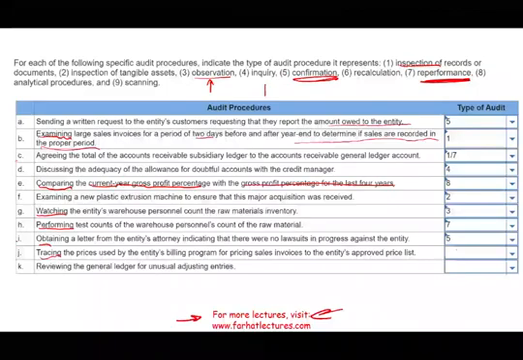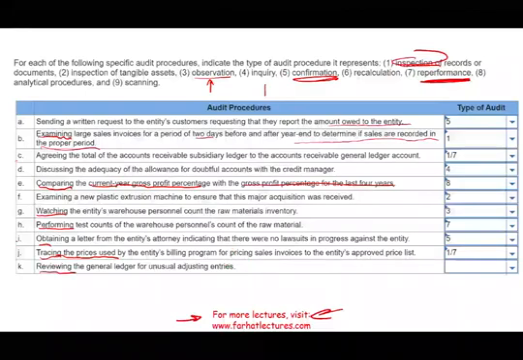Tracing the prices used by the entity's billing program for pricing sales invoices to the entity's approved list. Here, once you are tracing, you are looking at things, you are inspecting, and you are re-performing. Now again, the computer system might be doing this, but you also want to double check. So you are tracing the prices used by the entity's billing program for pricing sales invoices to the entity's approved list. Make sure they confirm. You are double checking. You are re-performing this step.